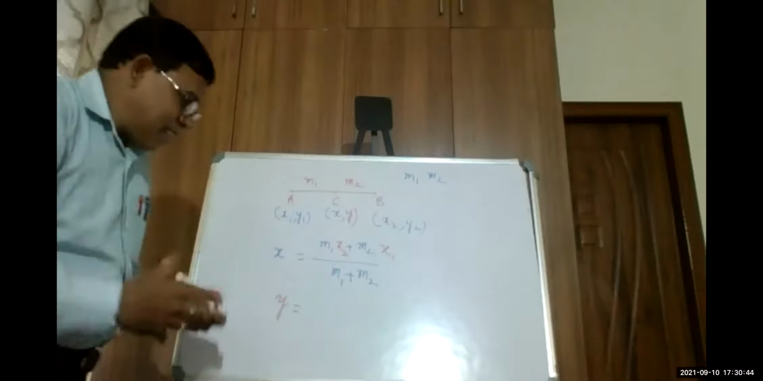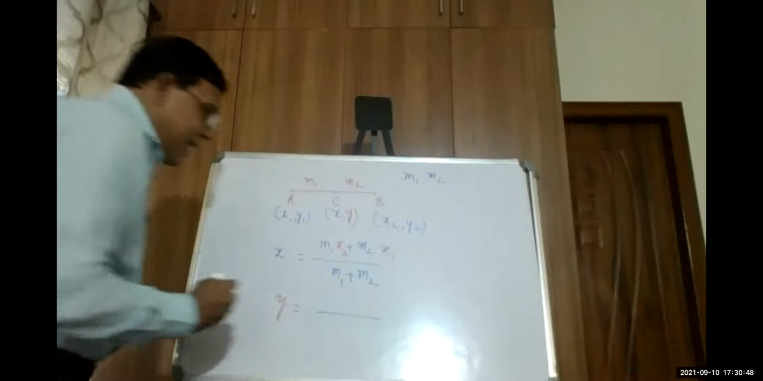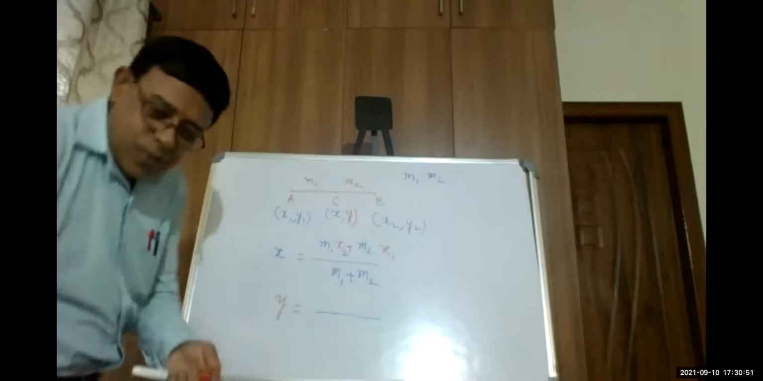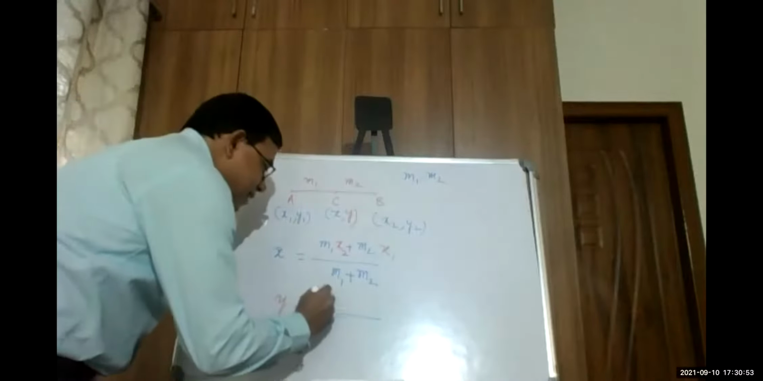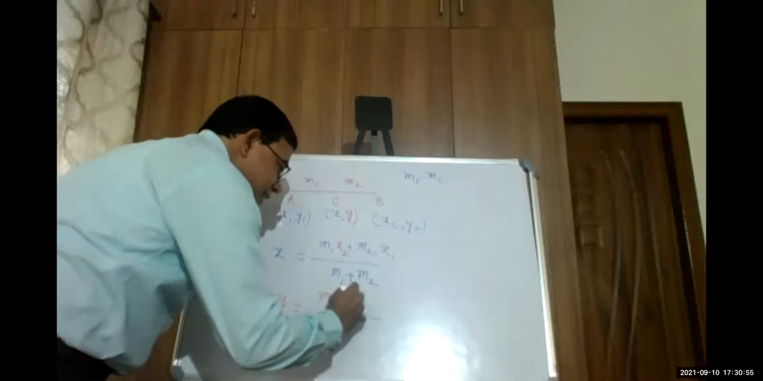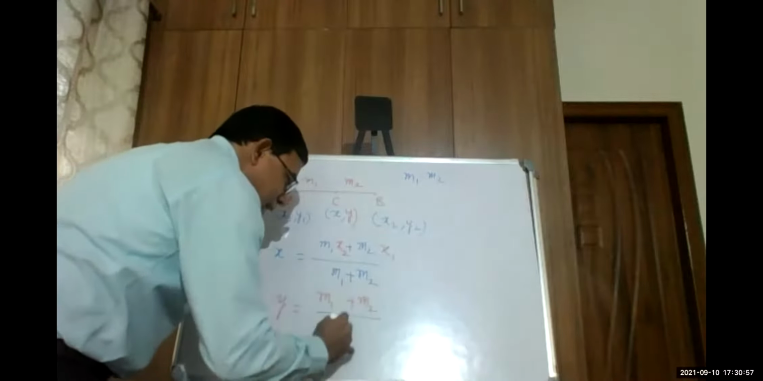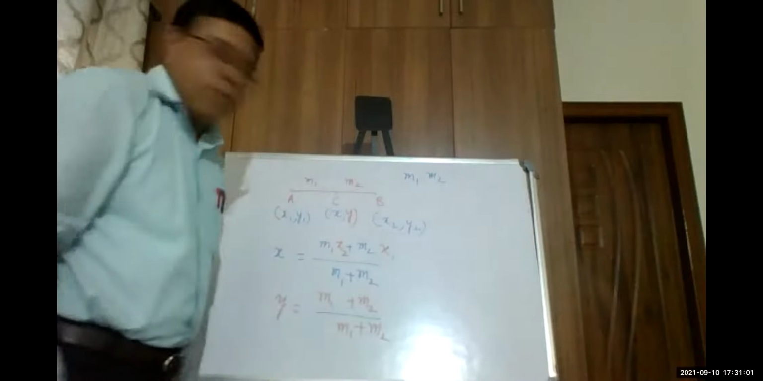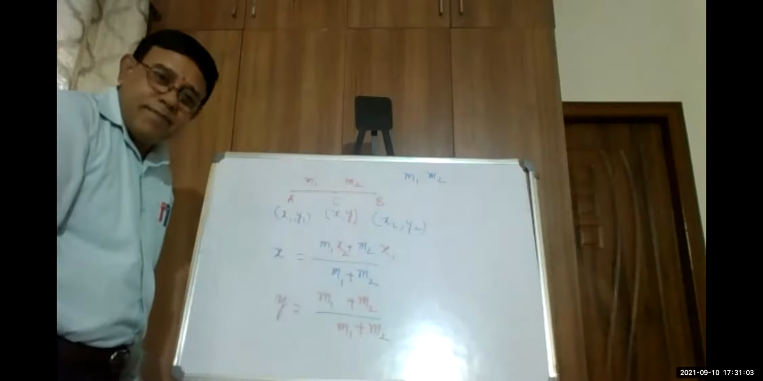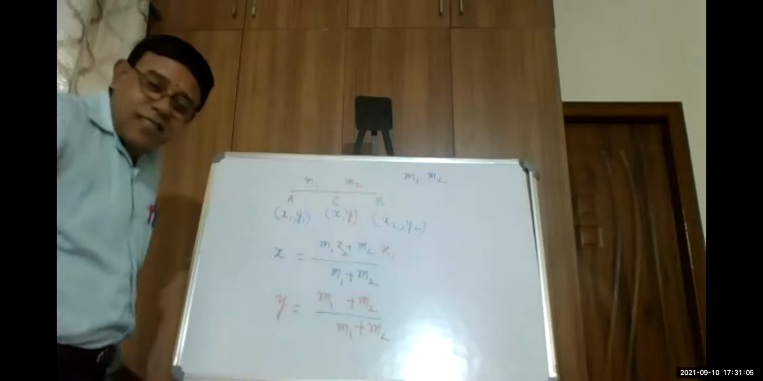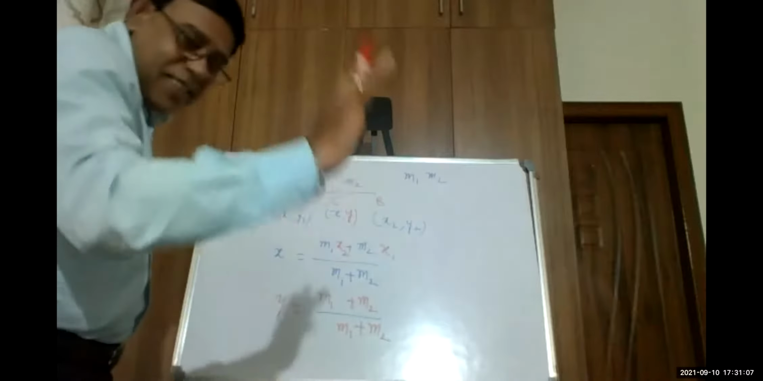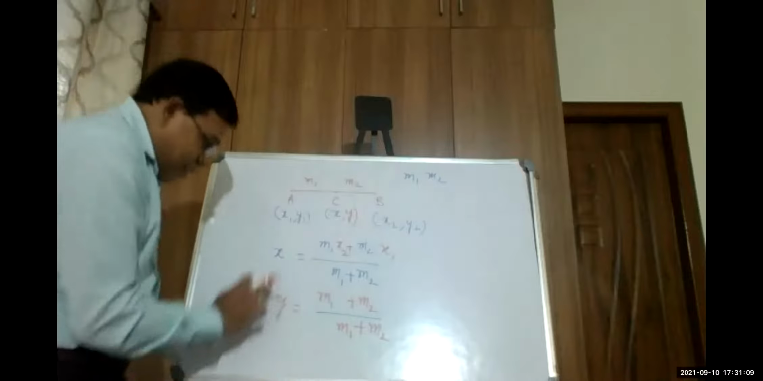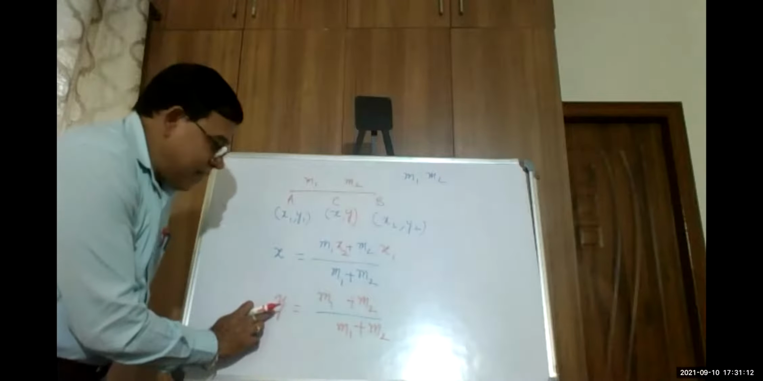Same yardstick for the y coordinate also. There also we get m1, m2, m1, m2. Everywhere plus, because it is internal division. If it is external division, everywhere minus. Let us generalize things. Now we are computing the y coordinate.